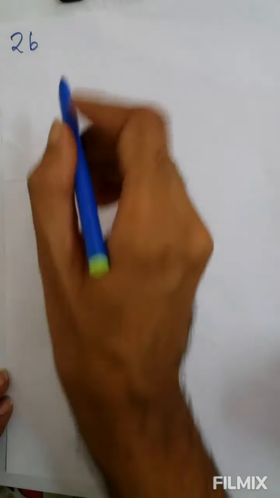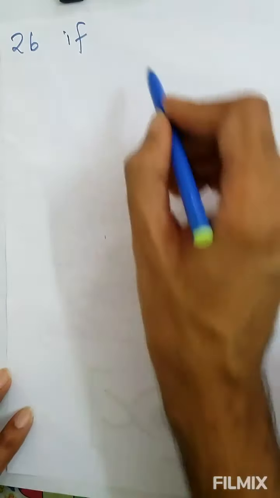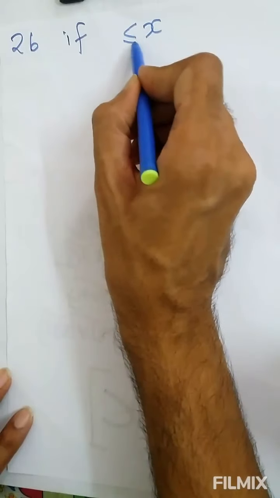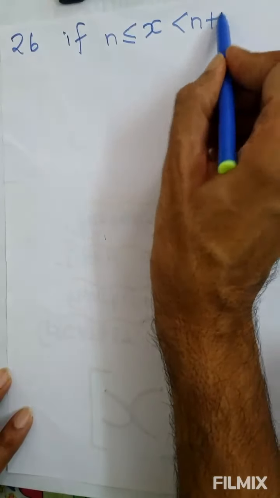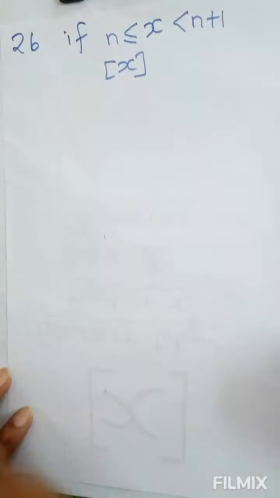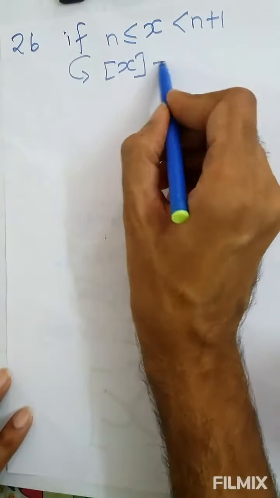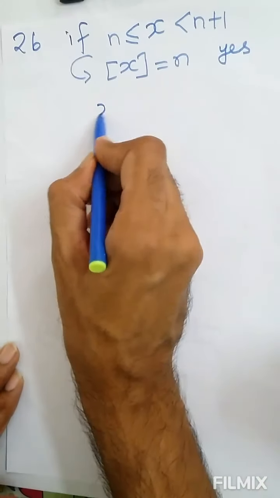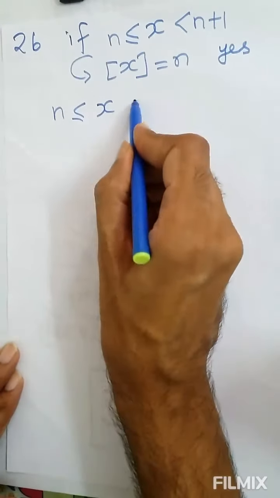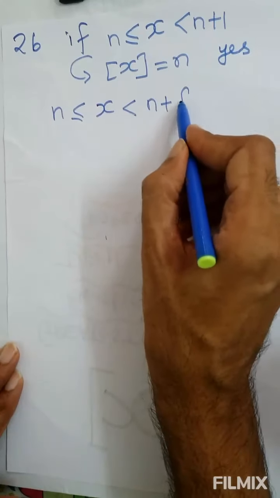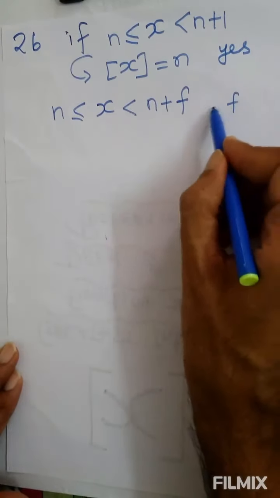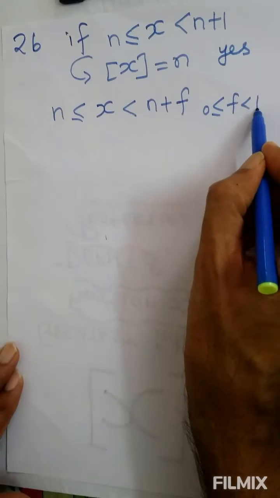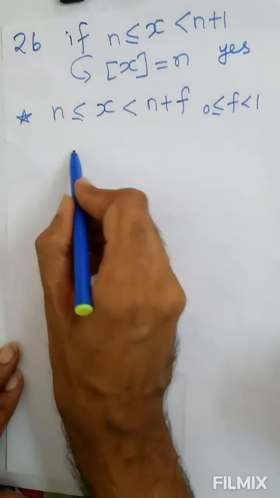Another thing that may come to our mind: in the reverse way, if x is between n and n plus 1, then what is the greatest integer value of x? Can we say that it is also n? Yes, that is also true. In fact, more aptly, it can be written as n to n plus f, where f is some fraction between 0 and 1.